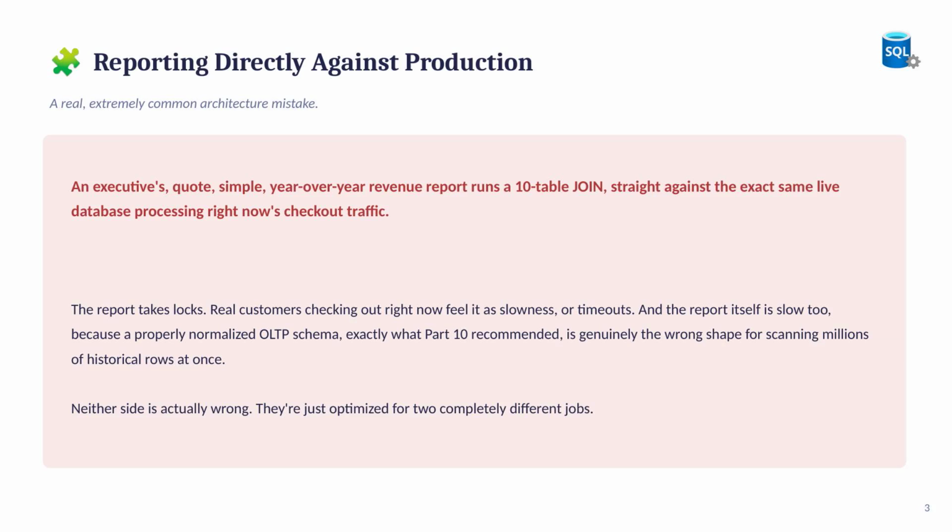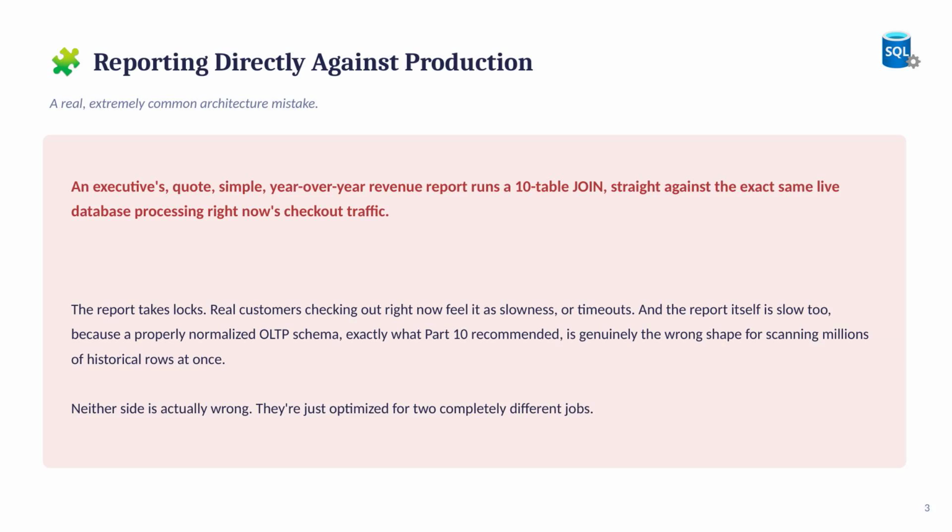Let's start with a genuinely common architecture mistake. An executive asks for a, quote, simple, year-over-year revenue report. Someone writes it as a 10-table join, and runs it straight against the exact same live database that's processing right now's checkout traffic. The report takes locks. Real customers checking out at that exact moment feel it as slowness, or outright timeouts on their own transactions.